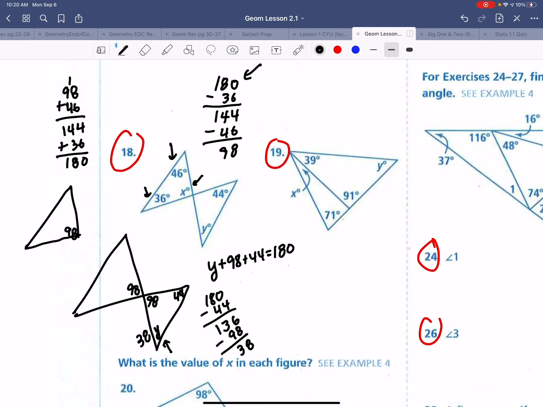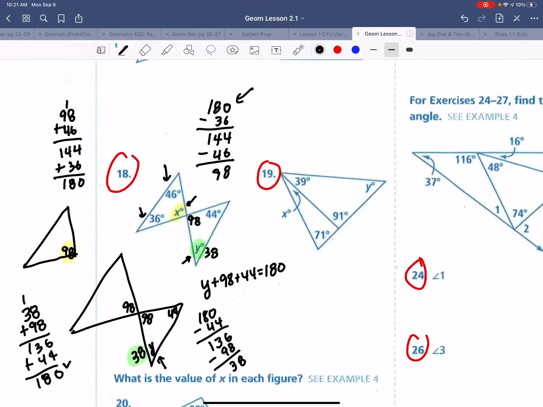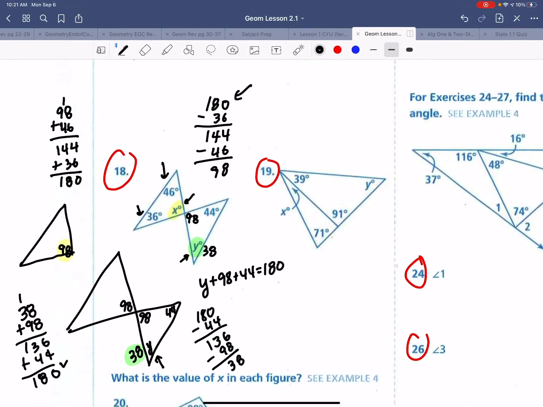Okay, I get 38. So my answer is x is 98, y is 38. Let's double check our answer. If this is 38 and that's 98, is 38 plus 98 plus another 44 equal to 180? Yes, okay.